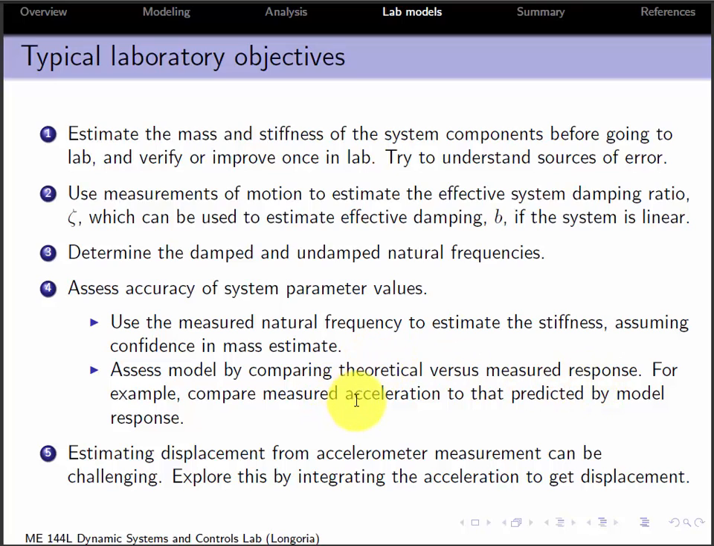And keep in mind, since we're measuring acceleration, you're going to be comparing acceleration. Remember, the solution for this mass spring damper system was for the displacement. So for the damped case, you're going to have to differentiate that solution twice to get acceleration, so you can compare that to the measured acceleration.